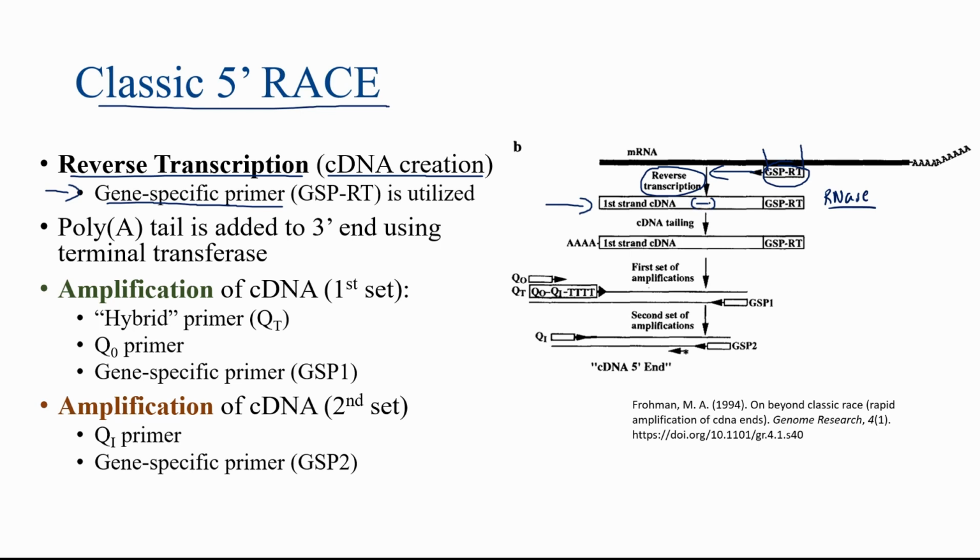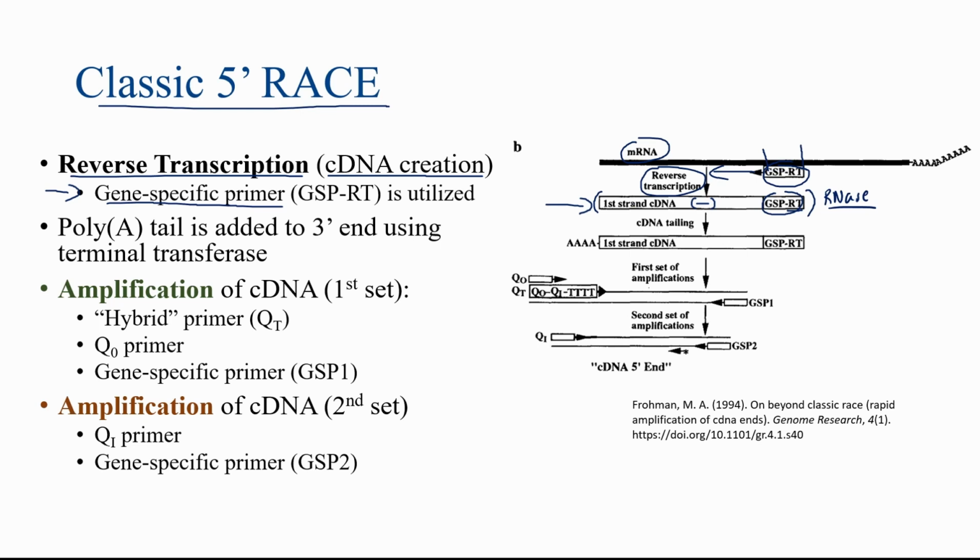This is a negative sense strand since it's the reverse complementary sequence of the messenger RNA. And the messenger RNA is encoded by the antisense, or the negative sense strand, in a double-stranded DNA genome. And as you can see here, you have the gene-specific primer called GSP-RT, RT for reverse transcription, included within our first strand of complementary DNA.